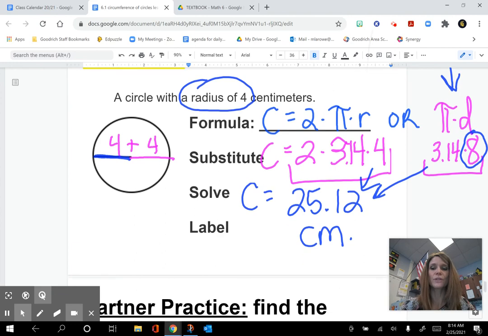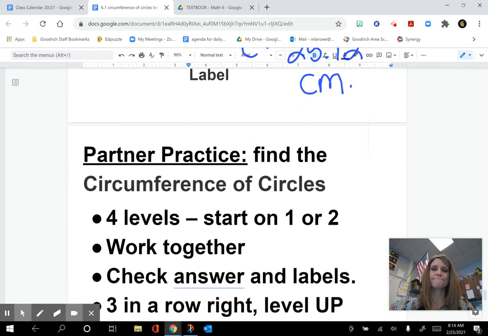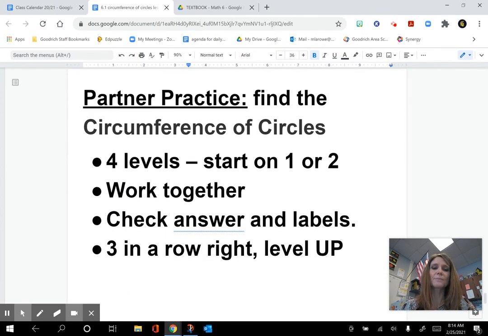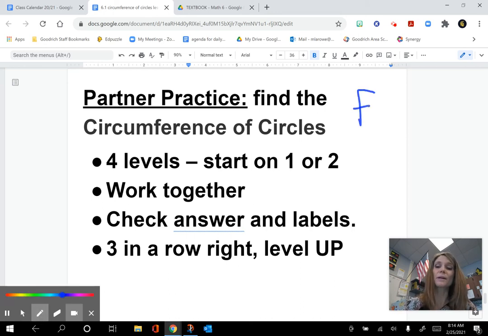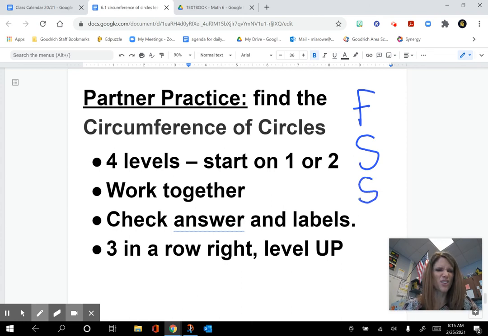Feeling comfortable using formulas? So we're going to spend some time practicing with our partners. There's 4 different levels. You're going to start on level 1 or level 2. And when you get 3 in a row, you can level up. You're working together with your partner. And remember, I want to see your formulas, your substituted values, your solution or your answer. And don't forget those labels. Happy practicing.